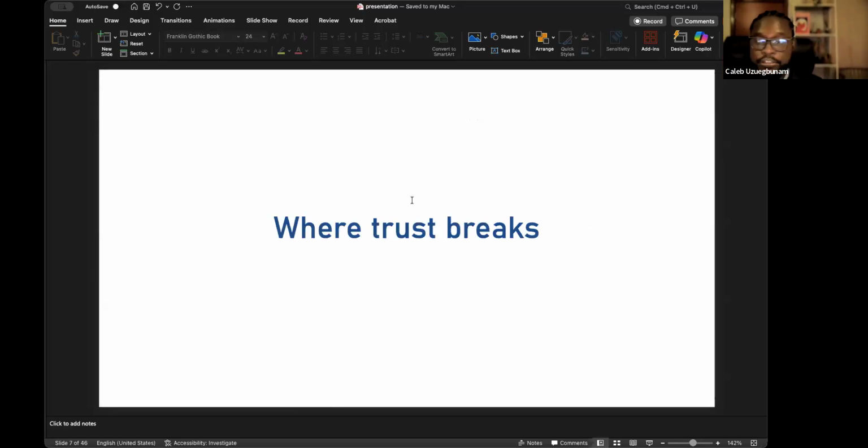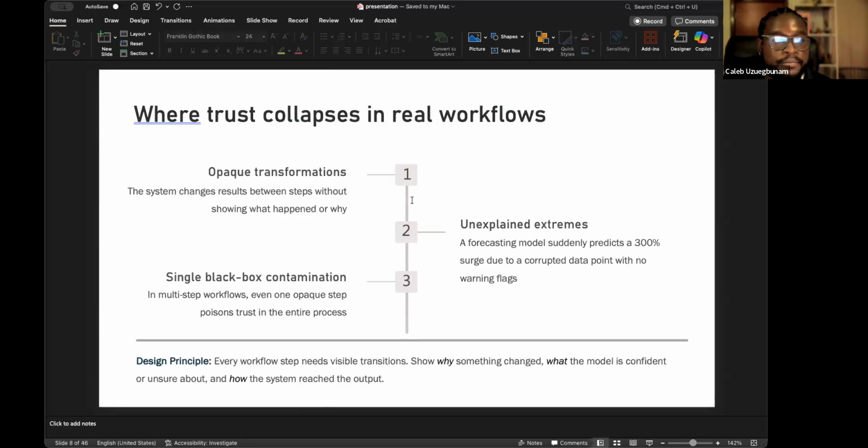Right, so that's the end of the introduction. We'll be moving on to our first real chapter, which is where trust breaks. In this chapter, I'm going to talk about the different areas in a customer or user journey or user flow where trust could break and how to solve for those. Trust usually collapses in three different parts, three sections of a user path.